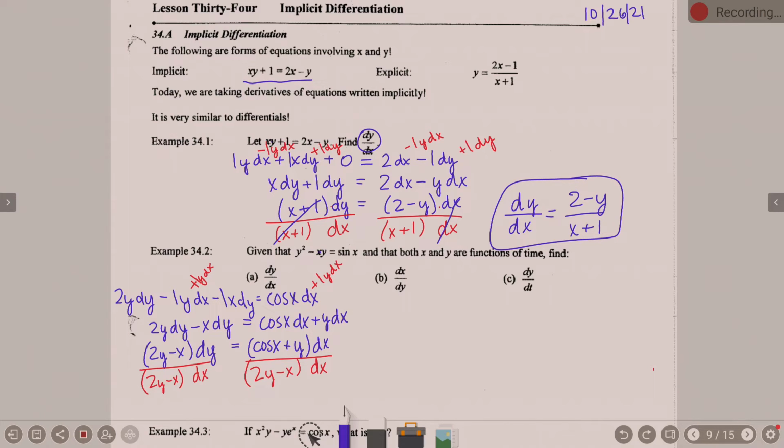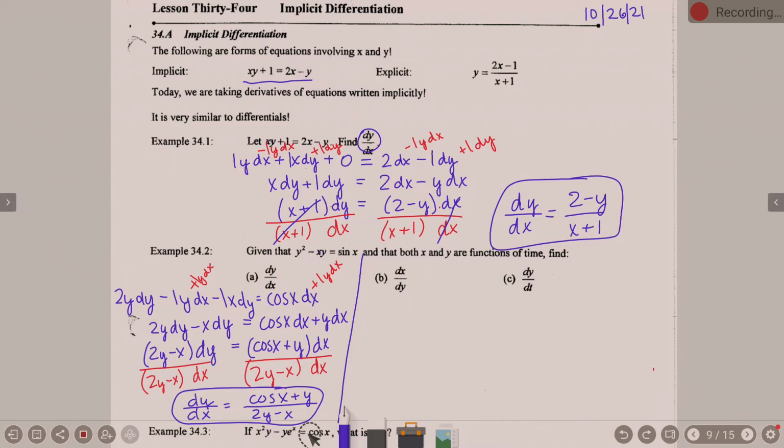And so now, it's writing your fun answer, which is where I did not leave myself enough room. dy dx is equal to cosine x plus y over 2y minus x. Okay.